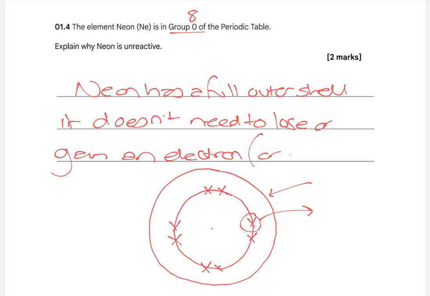And just to make sure we're also covering both bases, in terms of losing or gaining electrons is more ionic style bonding. But we'll make sure that we also cover the covalent aspect and say that it doesn't need to lose nor gain an electron or indeed share electrons. And so that will allow us to pick up both marks on that question.